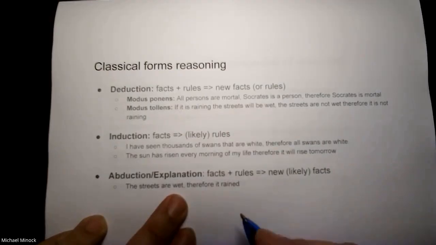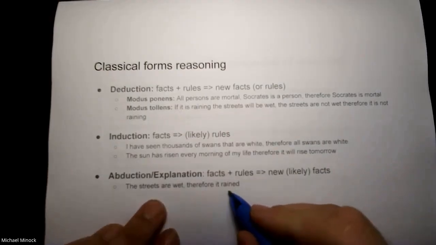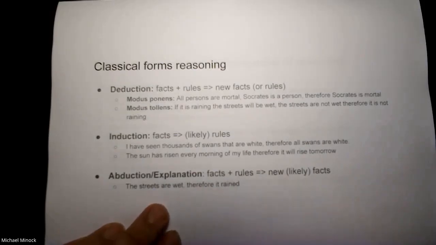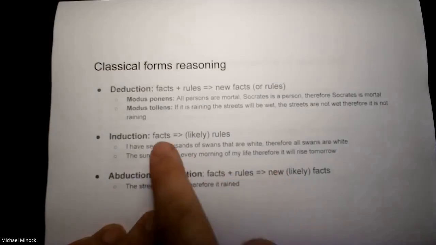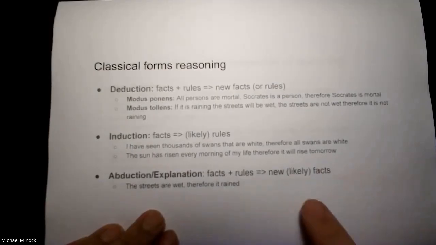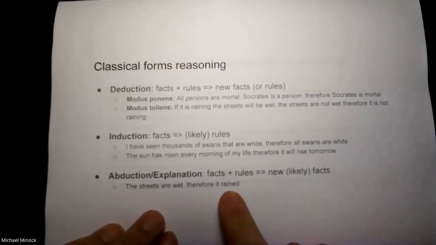So this can be retracted. This can actually be wrong. Maybe there's another reason why the streets are wet, but reasoning toward explanation, or abduction, is what lets us tentatively believe that it rained. Okay, so these are your classic forms.